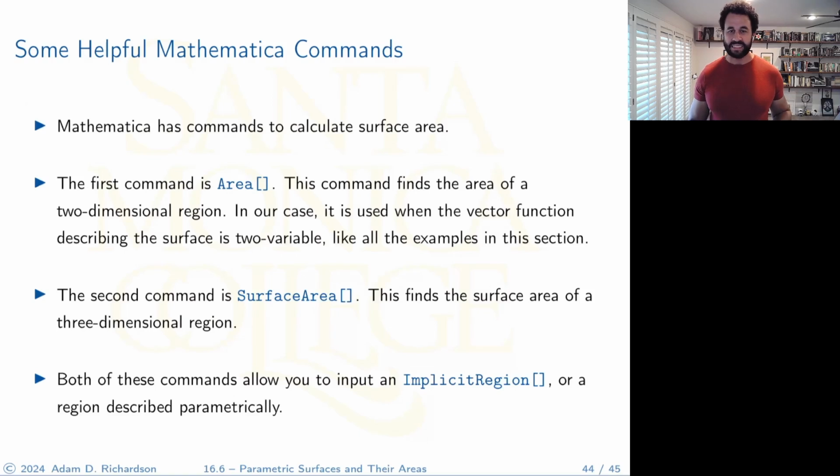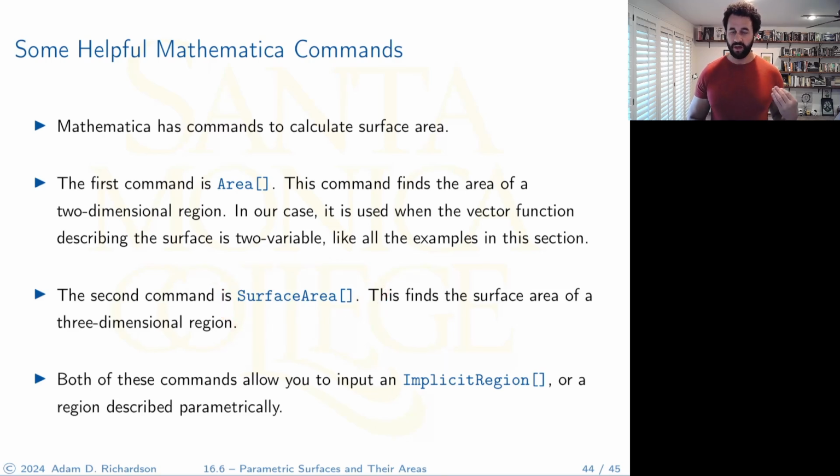Okay, so last but not least, some helpful Mathematica commands. We already took a look at them earlier in the lecture. The first command is the Area command. This finds the area of a two-dimensional region. In our case, it's just used when the vector function is a two-variable function. All the examples in this section were two-variable functions. There's another command you can use called the SurfaceArea command. This one finds the surface area of a three-dimensional region. So if you've got something that is described using three variables instead, you can use this command.